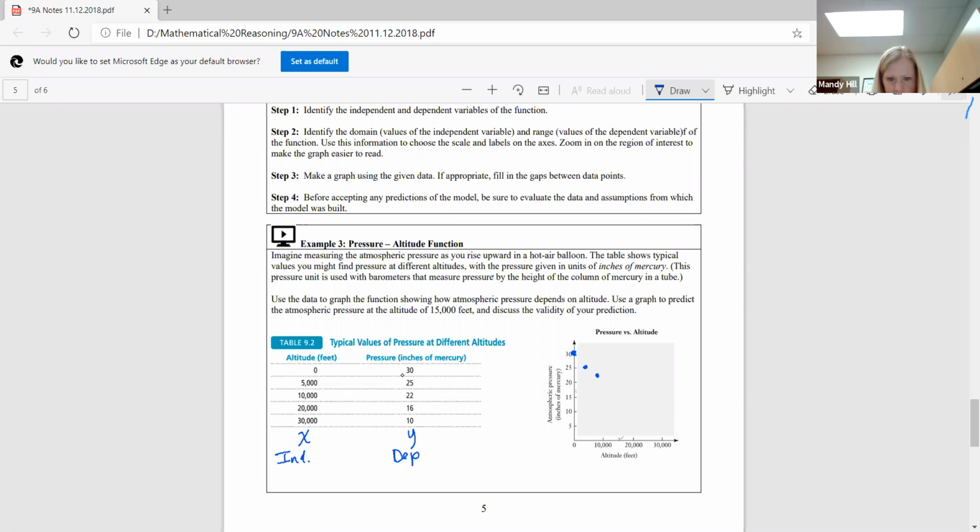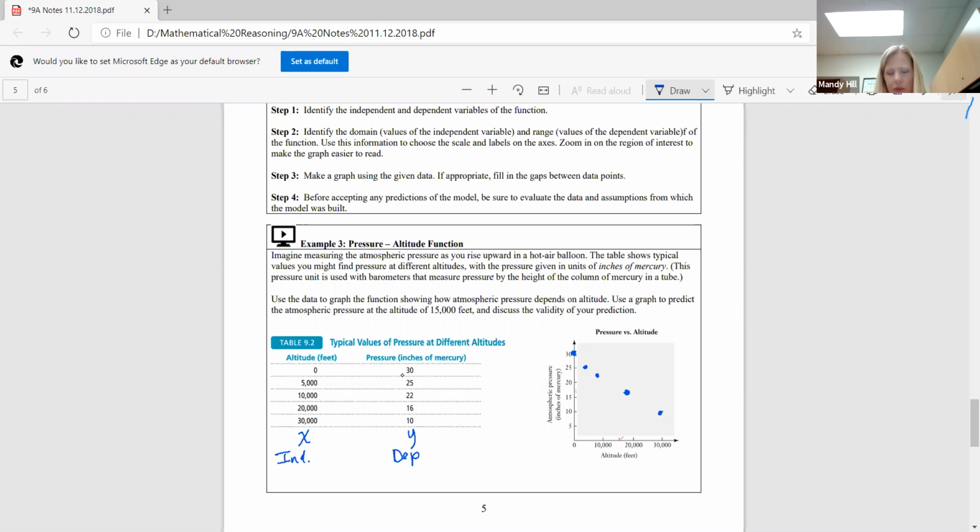Okay, 20,000, 16. So 20,000, a little bit more than 15. So I'm eyeballing this over here. Here's 15, and we want a little bit higher than 15. And then 30,000 is 10.